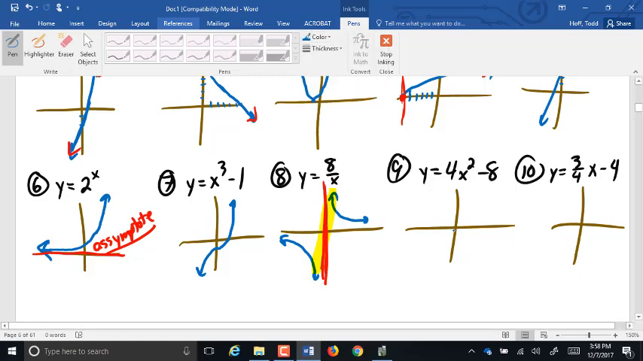Number 9, 4x squared minus 8. Looks something like this. It's actually a parabola, just like number 3, only it's a lot narrower. And finally, number 10, 3/4 x minus 4. It's going to look something like that.